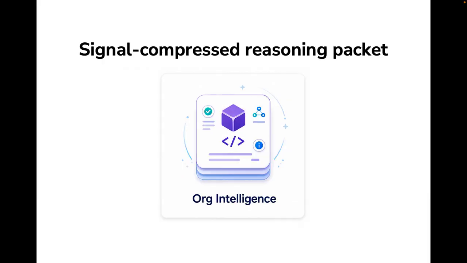We take all of this super high quality information, we combine it in a single signal compressed reasoning packet designed for AI. And now with the Org Intelligence Server, we can deliver this information to Agentforce, to Salesforce DX, and to our own intelligent assistant running inside of Snapshot.